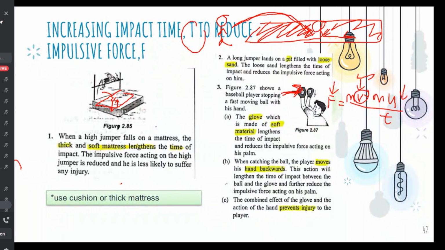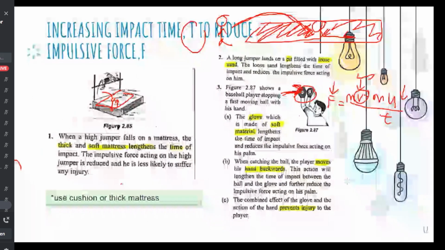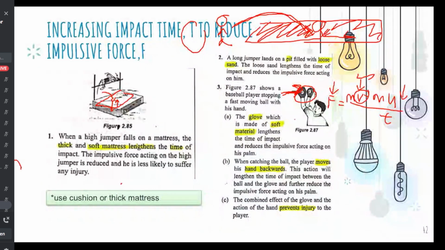And the other one is the glove as well. The glove is usually made of soft material, usually leather. So this leather will be able to lengthen the impact time. So when the person catches the ball, it won't have a really large impulsive force acting on it. And again, it will prevent injury. Okay, so far okay, right?